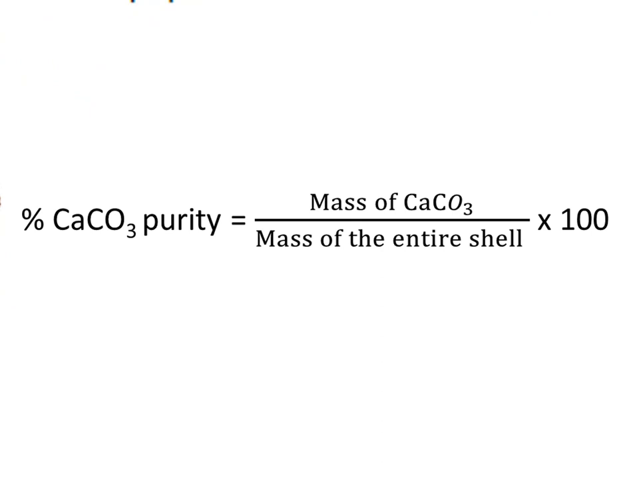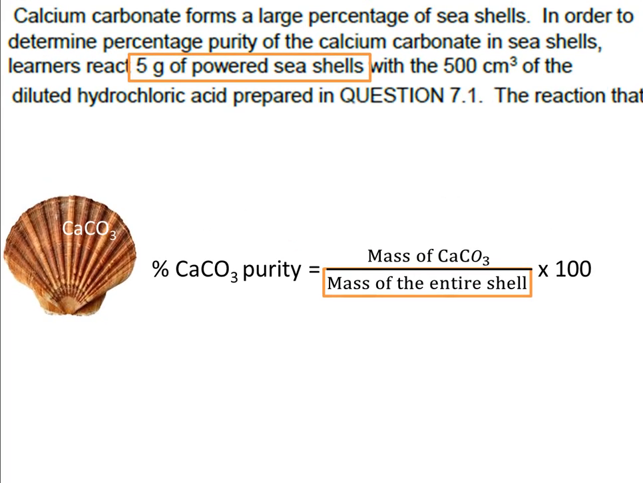To do this, we need to know the mass of calcium carbonate that is inside the shell sample, as well as the mass of the entire shell sample. We then multiply this fraction that we get by 100 to convert the fraction into a percentage. We're told in the question that we had 5 grams of powdered seashells. This 5 grams is the mass of the entire shell sample. It contains both calcium carbonate and the impurities inside the seashell.